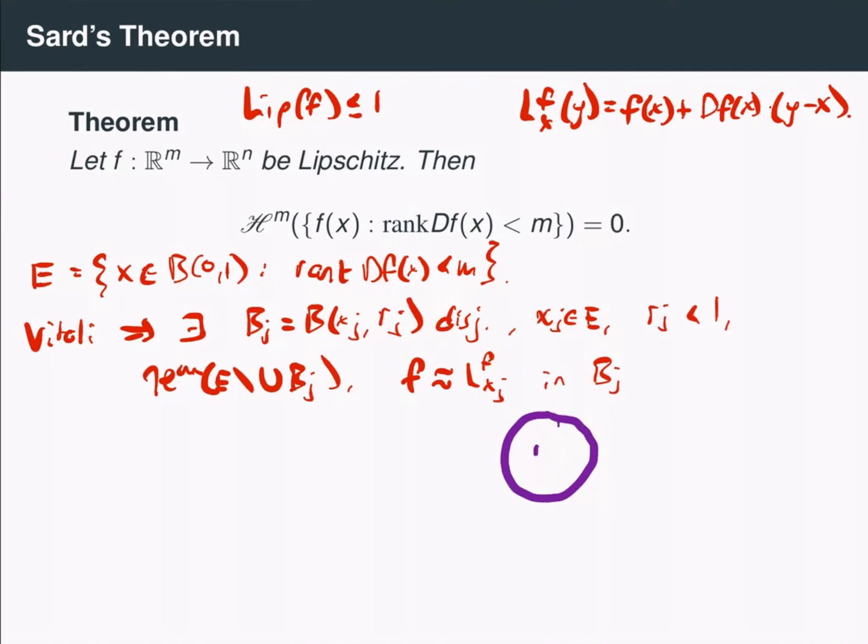So let's take a look at what's happening inside the ball B_j. So let's say here's the ball B_j. Now under the function L_{x_j}, recall that x_j is a point from E, which means that the derivative at x_j has rank less than m, which means that this affine map is going to take this m-dimensional ball to a subset of an (m-1)-dimensional space. All right, so this is L_{x_j} of B_j. And moreover, because we're assuming that the Lipschitz constant of f is at most 1, that implies that the diameter of this set is at most the diameter of B_j.